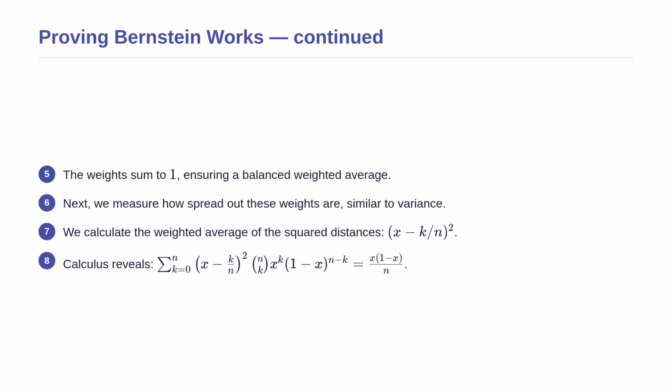Now we need a second property related to how spread out these weights are. Think of this like variance in statistics. We want to know how much influence the sample points far away from our current position have on the final sum. By calculating the weighted average of the squared physical distances between our current position x and the sample point k by n, mathematicians found it equals x times 1 minus x all divided by n. This variance property is the key to controlling the error.